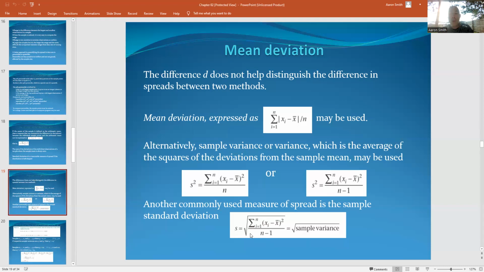Now, the sample standard deviation is where I take the sample variance and take the square root. Up here, if my data is in feet, S squared is in feet squared, so the unit doesn't match my data. By taking the square root, I get things back on the same scale as my original data.